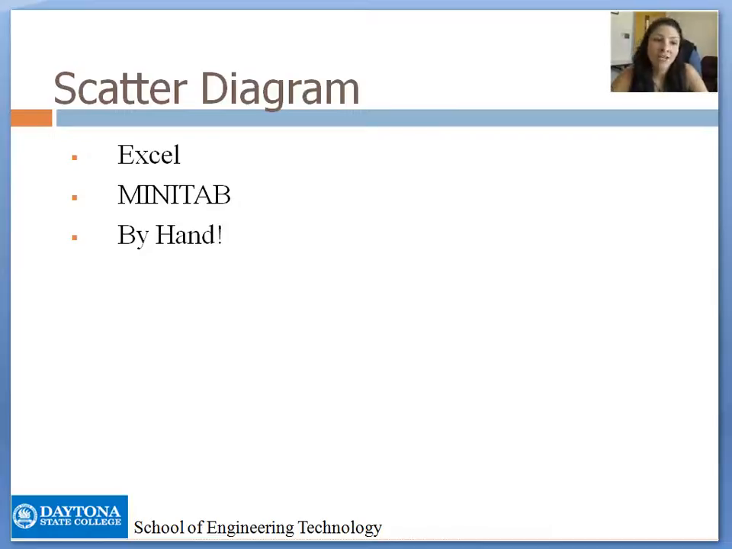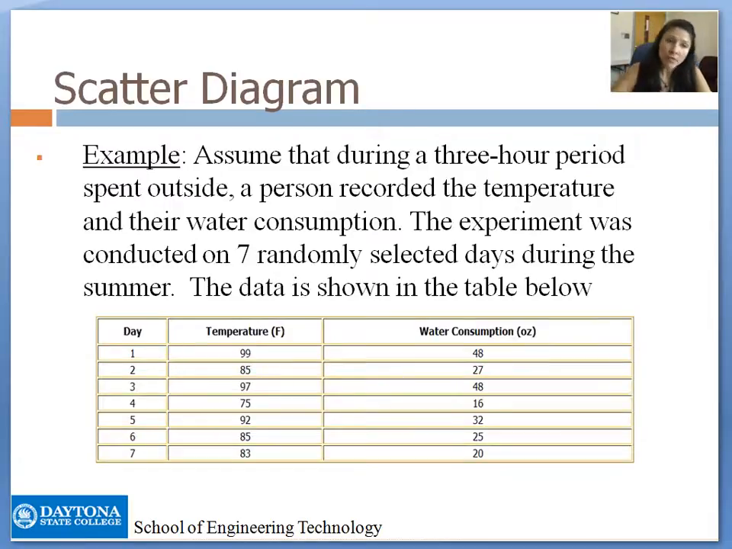You can build the scatter diagrams using Excel, Minitab, or you can do it by hand. So let's work an example. Assume that during a 3 hour period spent outside, a person recorded the temperature and their water consumption. The experiment was conducted on 7 randomly selected days during the summer, and the data is shown in the table below. So you have 7 days, you have temperature that varies, and you have the water consumption.